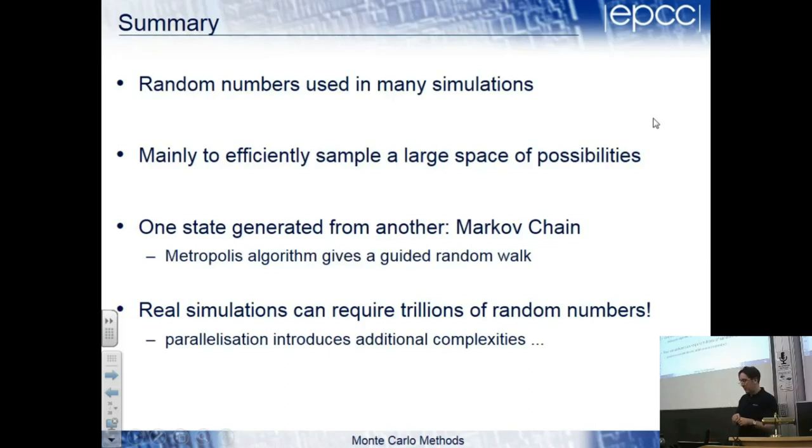Remember, a random number generator generates a sequence, a deterministic sequence. So if two processors are just slightly displaced in that sequence, then they're going to generate the same random numbers, but just displaced from each other.